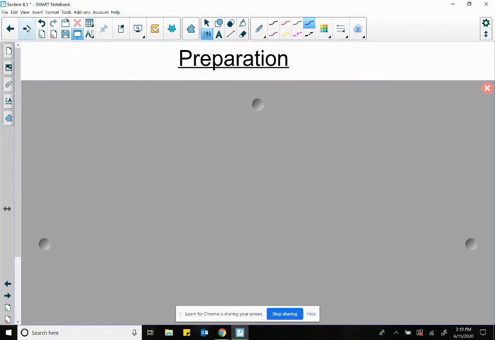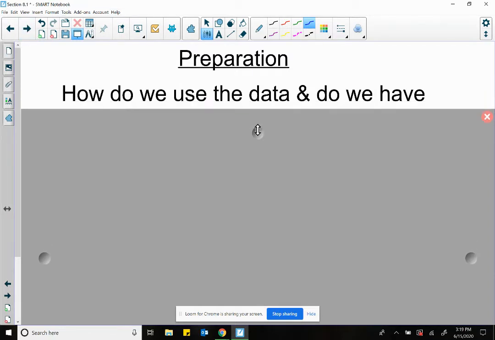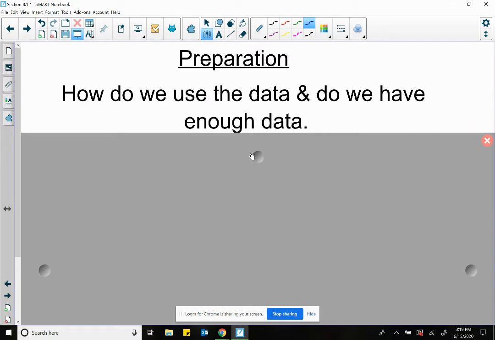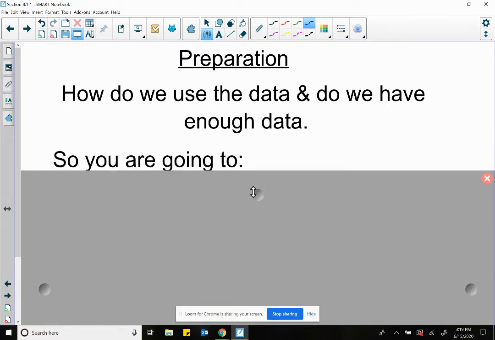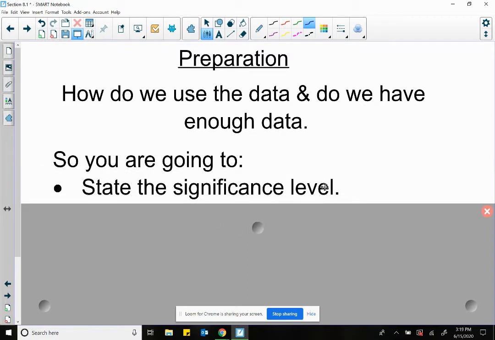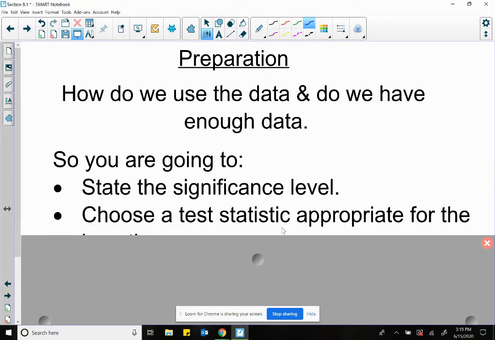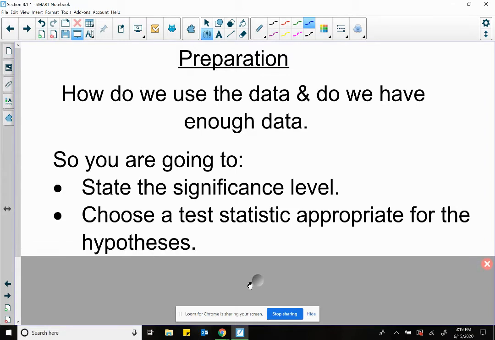All right. So you got to make sure that you know your hypotheses because that's going to tell us a lot of what's going to happen when we deal with this. Most important. Okay. Now in the preparation, it's all about how do we use the data and do we have enough data? Okay. So everything that's happening here is you're going to state the significance level. And again, this is all about how we're going to use that data. You're going to choose a test statistic appropriate for the hypotheses.